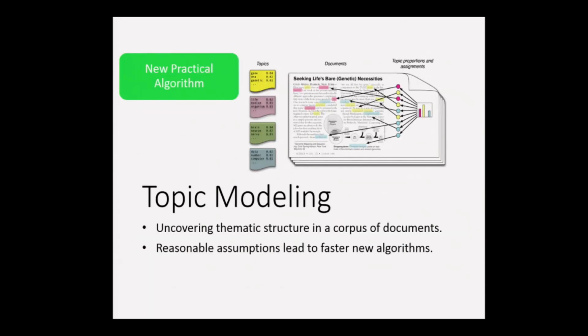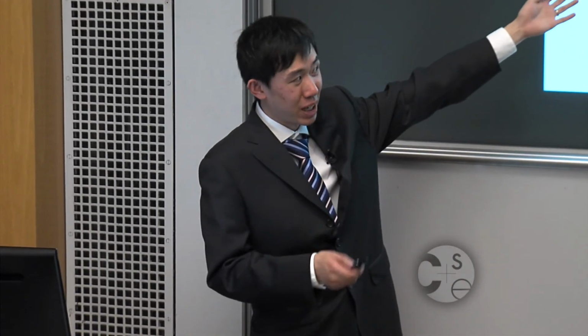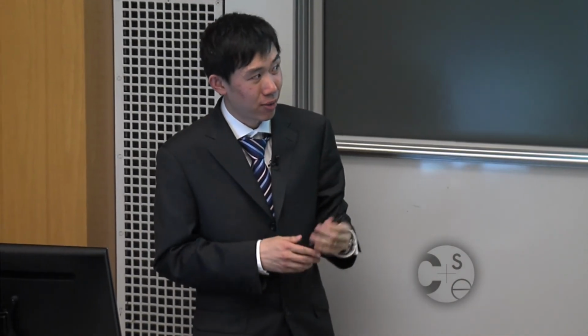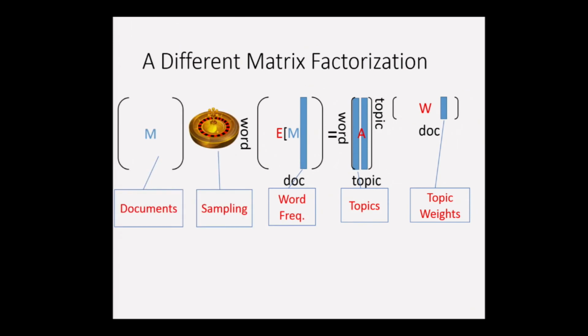So let me switch gears and tell you a bit about topic modeling. For topic modeling, the idea is that by making reasonable assumptions, we can find much faster algorithms. The topic modeling problem, if you are familiar, mathematically, is just a different matrix factorization problem. This matrix factorization problem, unfortunately, is NP-hard.